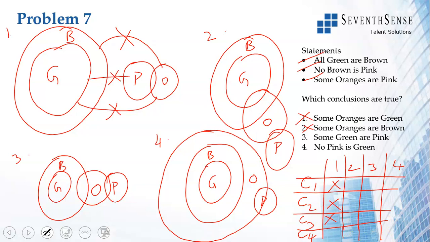Okay. No pink is green is true here. So I put a tick. No pink is green here is true. I put a tick. No pink is green, true. I put a tick. No pink is green, it's true. I put a tick. So it's true in all the 4 drawings. Hence only conclusion 4 is valid.